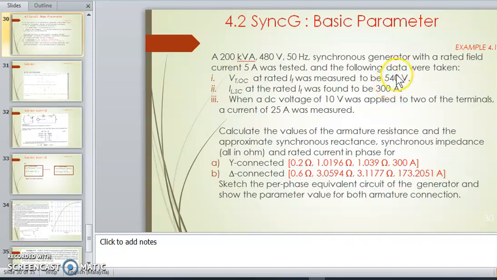Bismillahirrahmanirrahim. Okay, next we discuss example 4.1 here. This example is taken from the Chapman book. So we shall discuss the example. Please take your pen and pencil so we can do it together.